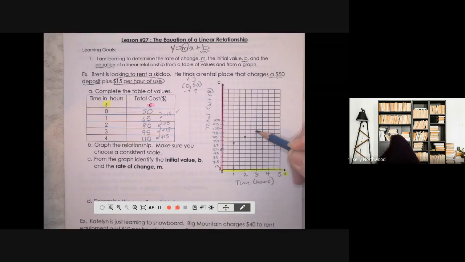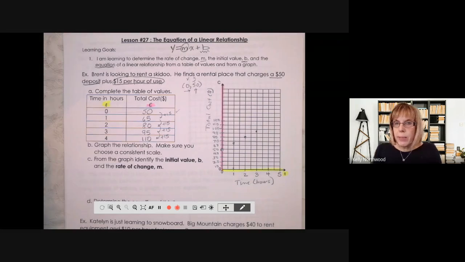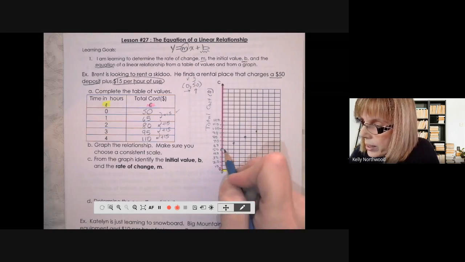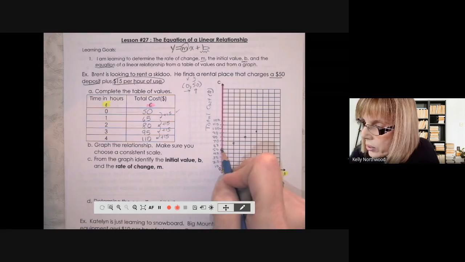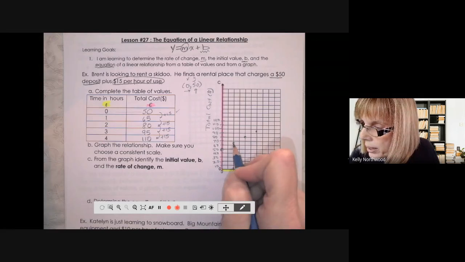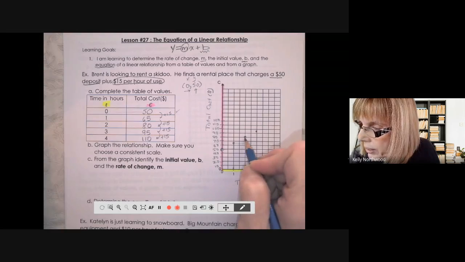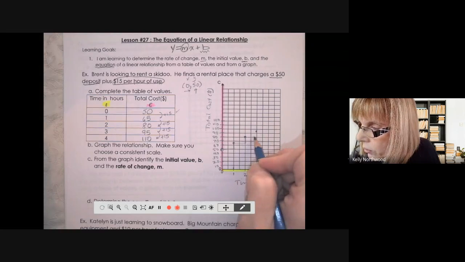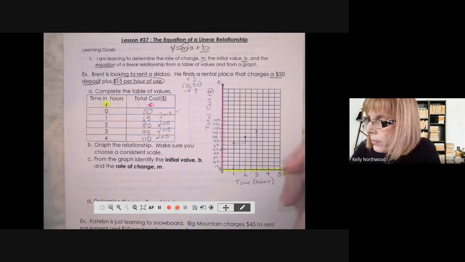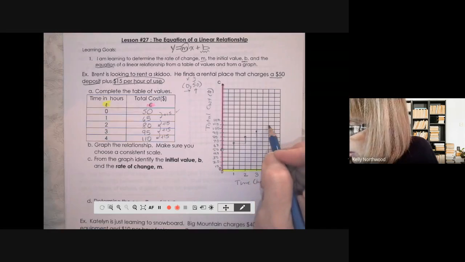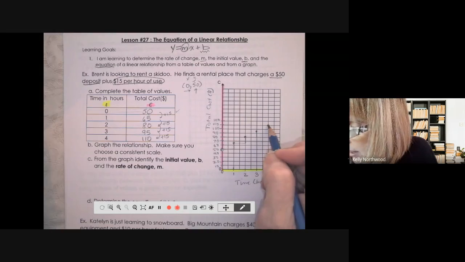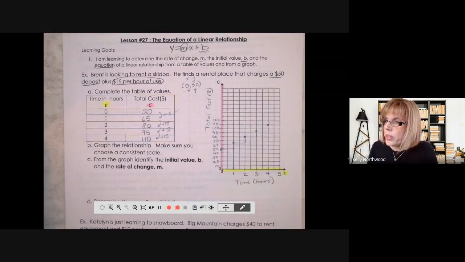And I want you to notice the staircase pattern again that we talked about at the beginning of last week. So our stairs are over 1, up 15, over 1, up 15, over 1, up 15. So we would expect to go over 1 and up 15, landing there at 110, which we do.